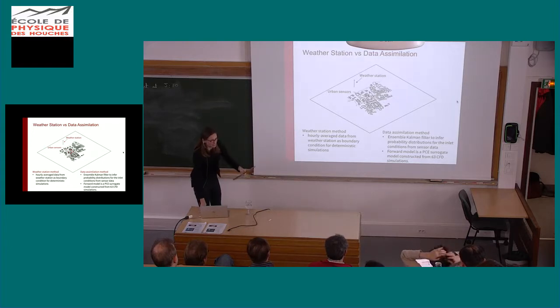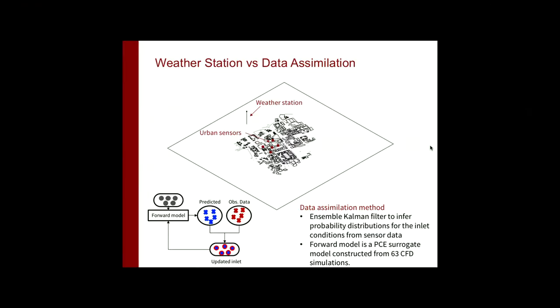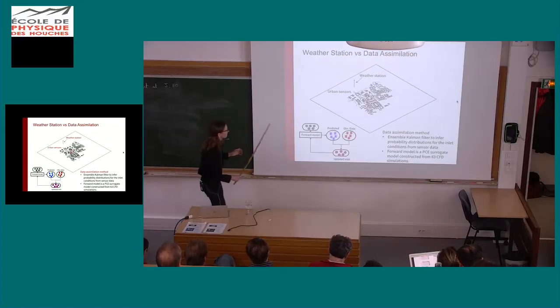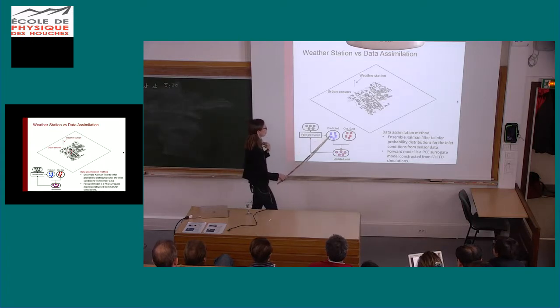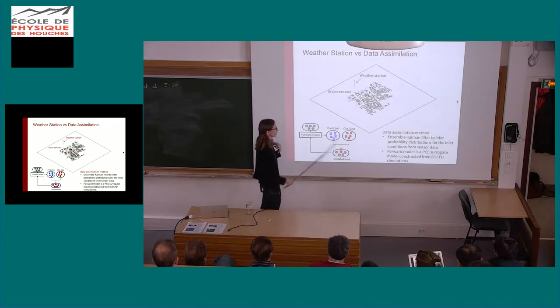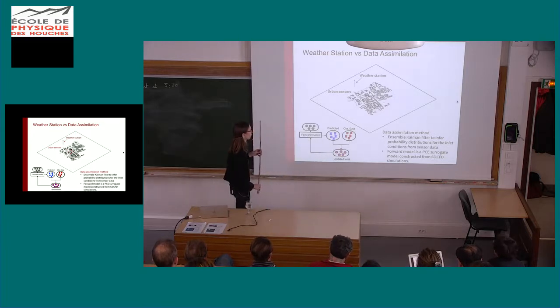I was very happy that you gave an introduction to data assimilation yesterday, so I'm going to do an even shorter one. What we do here is we have our forward model, and we draw a number of realizations from our inflow distribution, which is a prior distribution that is non-informative. We run these realizations, we compare predictions to observations, and based on that, we update our inlet and go back. The ensemble Kalman filter is an iterative procedure, so you run this until you converge on what the probability distribution for your inflow should be.